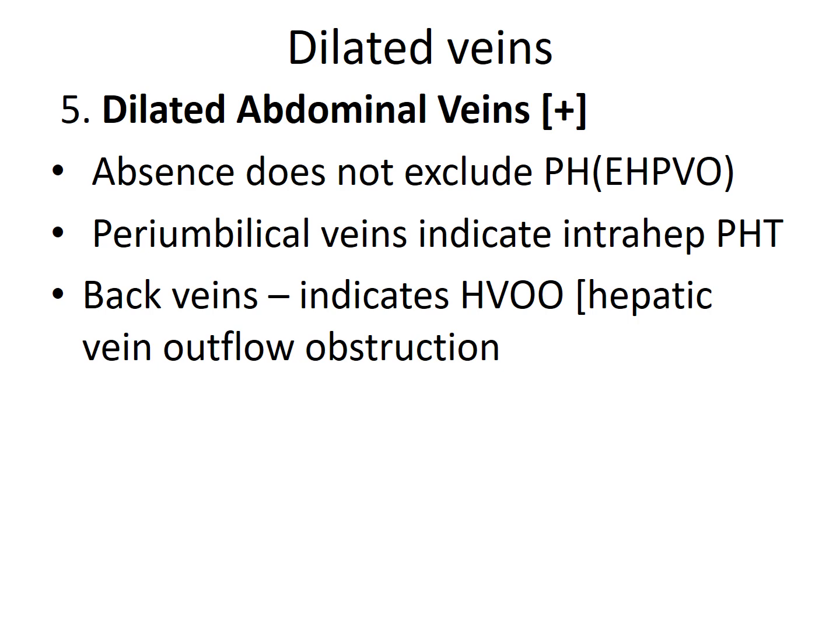Number 5 clinical feature, dilated abdominal veins. In advanced cases you will get this, and this is mainly seen in hepatic causes. Absence of dilated abdominal veins does not exclude portal hypertension, because many times in extrahepatic portal hypertension you will not get the dilated abdominal vein. This is more commonly seen in hepatic causes. If there is a paraumbilical vein, this indicates intrahepatic portal hypertension. If there are back veins which are dilated, this indicates hepatic vein outflow obstruction.